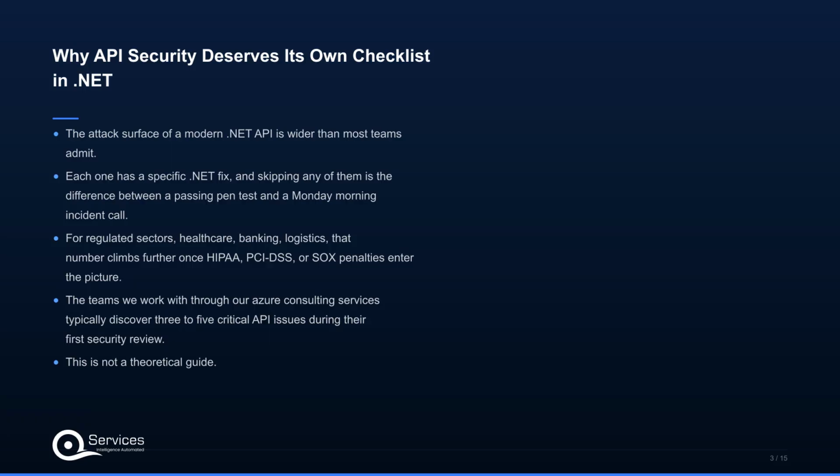IBM's 2024 Cost of a Data Breach report puts the average breach at $4.88 million, with API-related incidents trending higher because of the volume of records exposed per event. For regulated sectors, healthcare, banking, logistics, that number climbs further once HIPAA, PCI-DSS, or SOX penalties enter the picture.